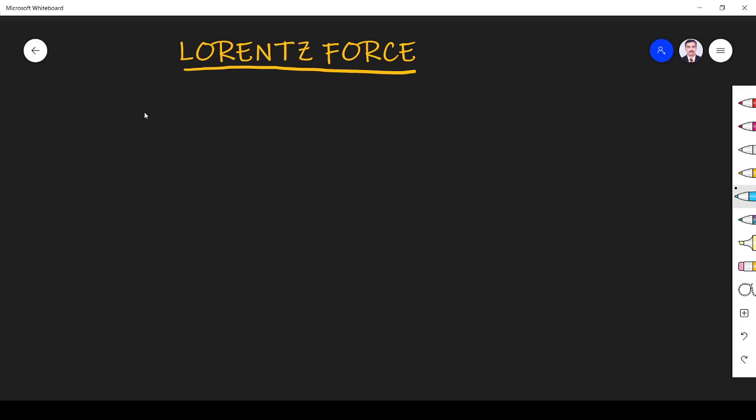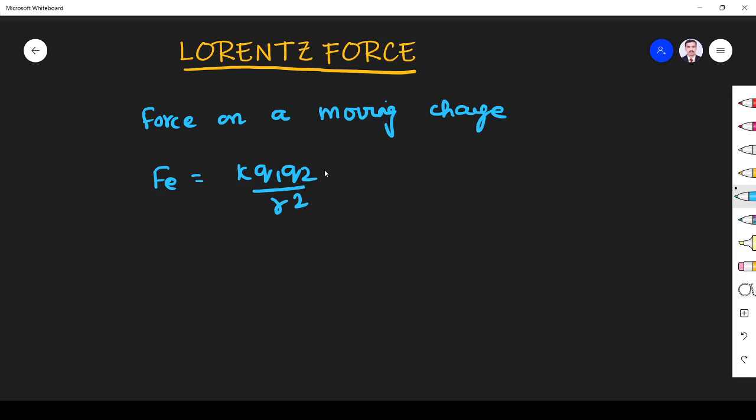Otherwise we can call this the force on a moving charge. This is the most important topic we have to study. Already we studied the force on a static charge. That is the electrostatic force given by Kq1q2 by r squared, which is nothing but Coulomb's law. So Coulomb's law deals with the force on a static charge. Now we are going to deal with the force on a moving charge.